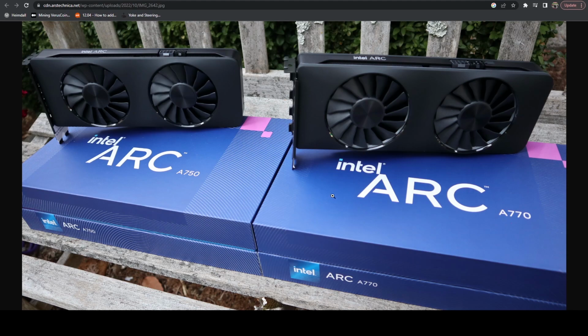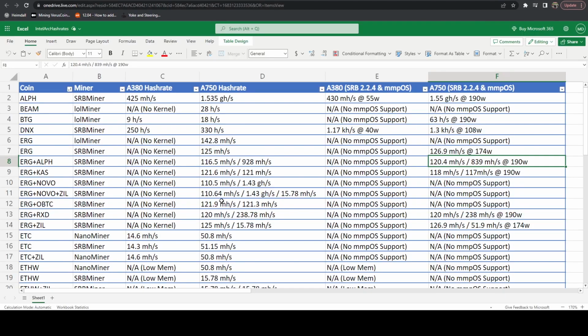Now all of these tests are on SRB Miner 2.2.4. I am aware that 2.2.5 has recently released. However, all of these numbers were taken before that happened and before it was available in mmpOS. So keep that in mind. And one of the things I noticed is that some of the hash rates on the Intel side are actually better in 2.2.4 than in 2.2.5, which is interesting.